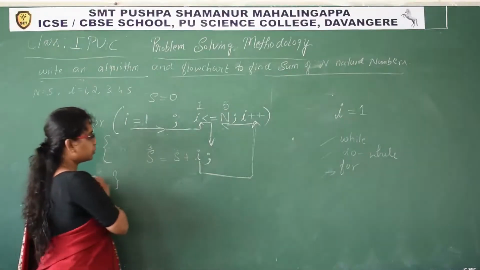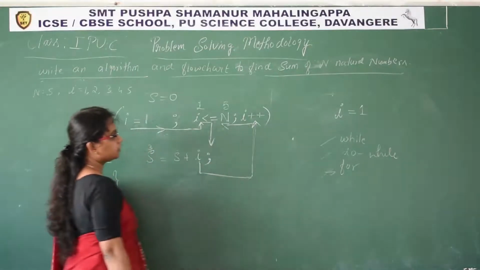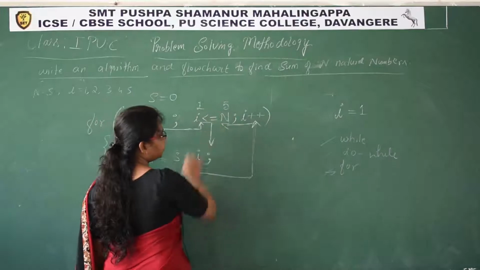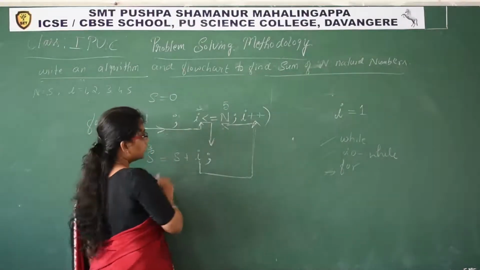Okay. Now only one statement, no? Now it goes to the modification part. Now I becomes 3. Is 3 less than or equal to 5? Yes, condition true. Condition satisfied. Now it enters.